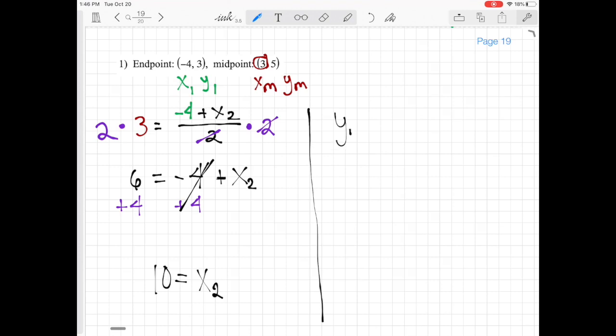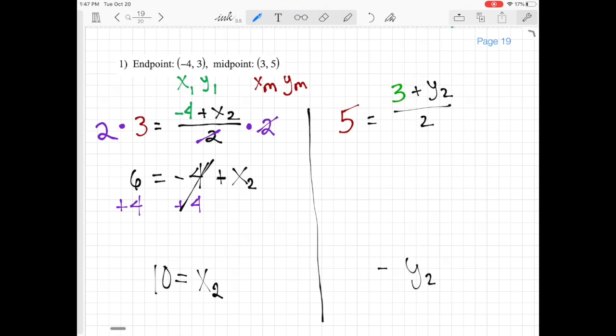So we know the y midpoint is going to equal y1 plus y2 all over 2. And let's plug in what we know. We know y1 here, and we know the y midpoint here. So let's plug in what we know. Okay, so we plugged in what we knew, and what we knew was one of the endpoints, and we knew the midpoint. So we plugged those in. Now we're going to solve for y2.